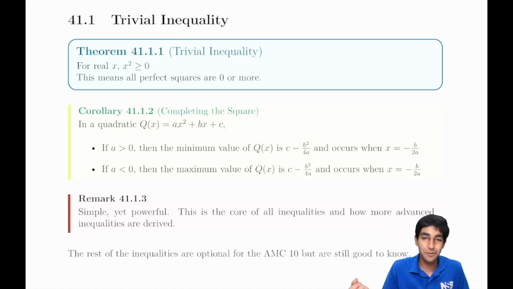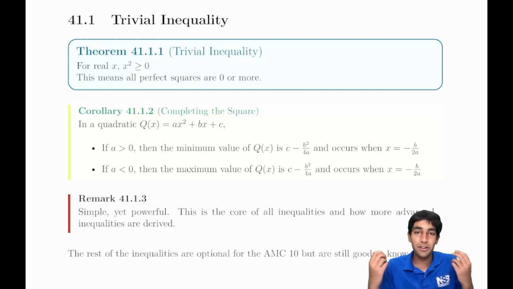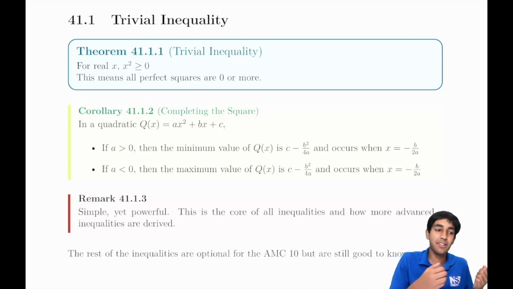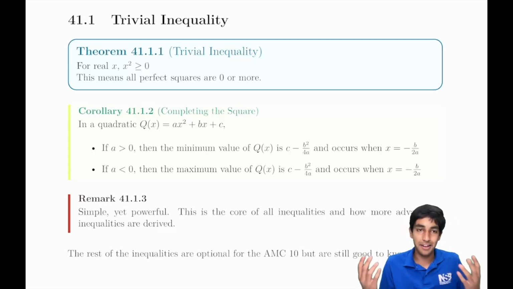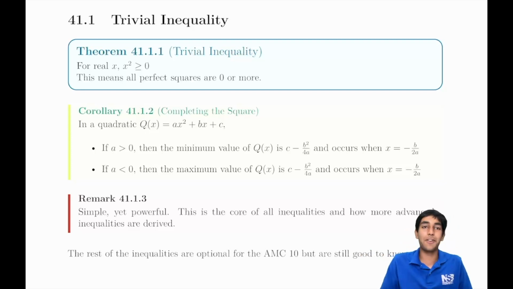And this is quite frankly trivial. It just says that perfect squares are always greater than or equal to 0, which makes sense because negative times negative is going to be positive. That's why it's called the trivial inequality. But despite being trivial, it's actually super useful.